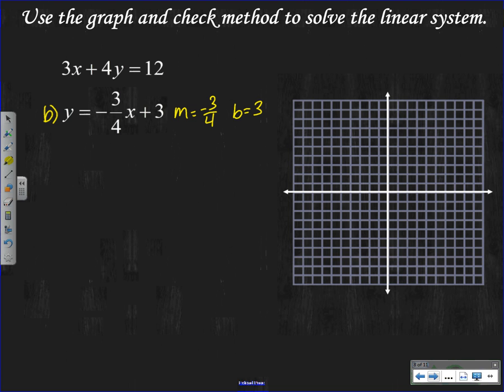Awesome. Okay, 1, 2, 3. And I'm going to go down 3, and over 4. 1, 2, 3, 4. Or I can go up 3, 1, 2, 3, and back 4. 1, 2, 3, 4. Lovely. And let's get a yellow line going.